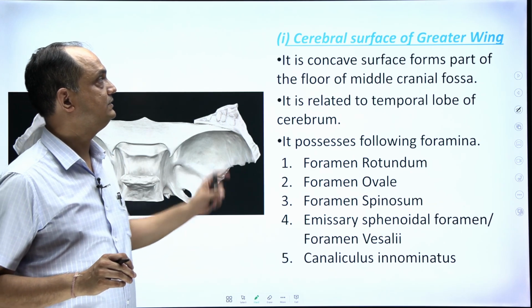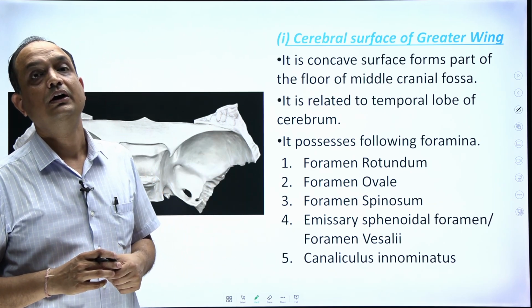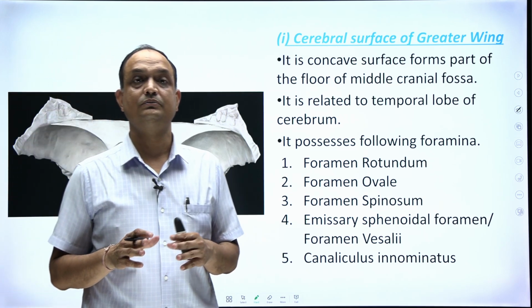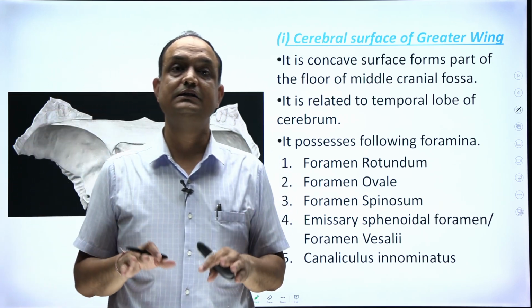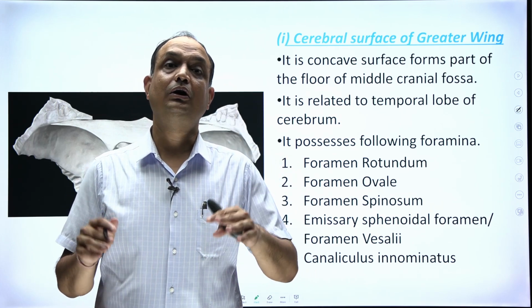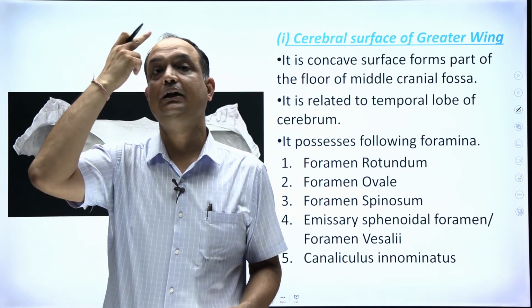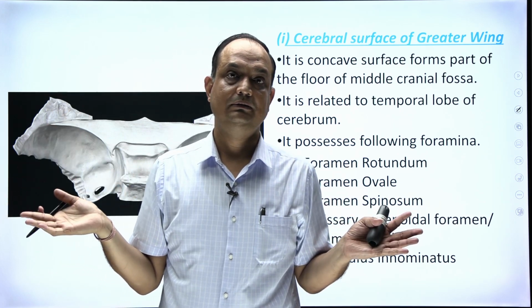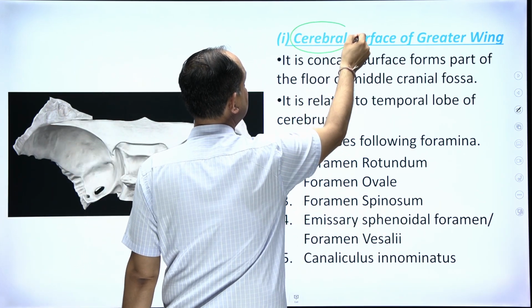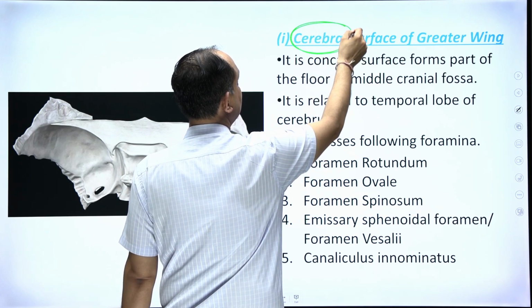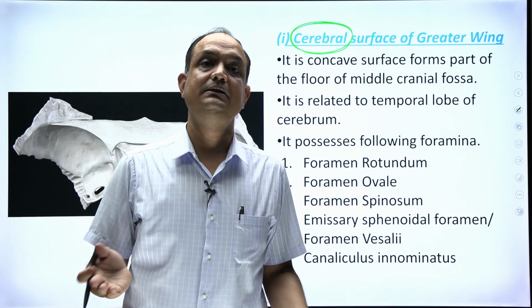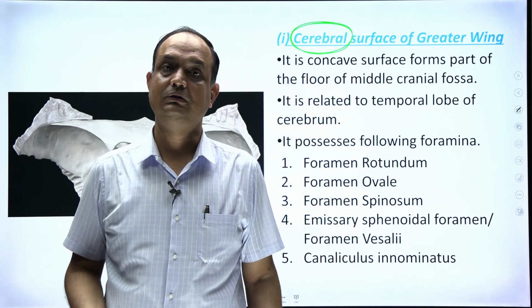So let's see first the cerebral surface of the greater wing. Whenever we talk about the cerebral surface, obviously we are going to see the surface which comes in contact with the cerebral cortex, that means the inside of the cranial cavity, not the outer side. Clear? Because the name itself suggests that the word cerebral means this surface comes in contact with the cerebral cortex. That means it is an inner surface, not the outer surface.